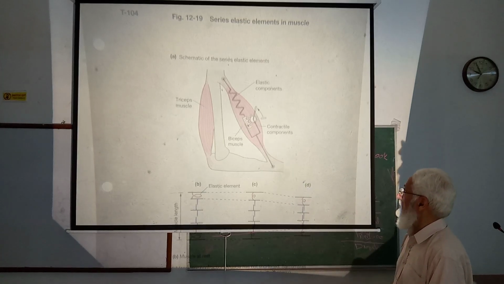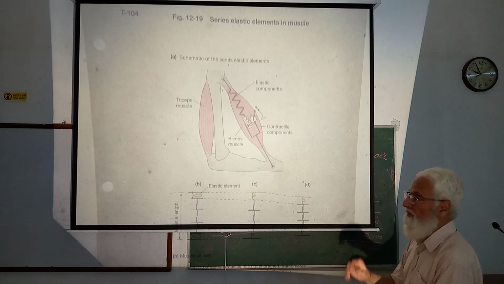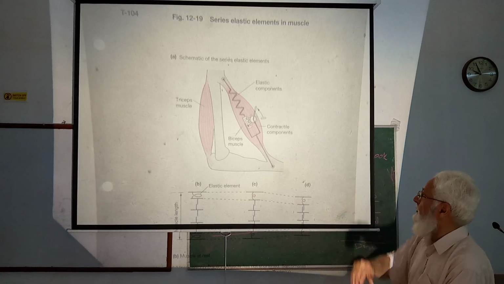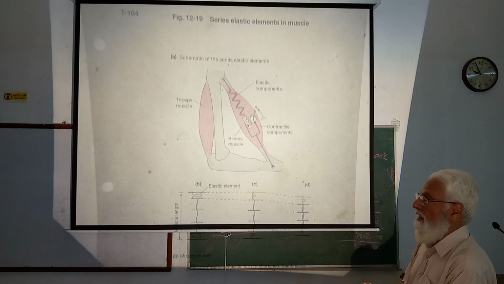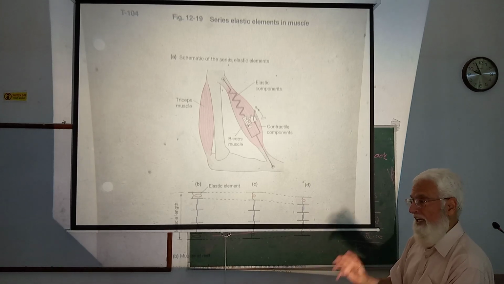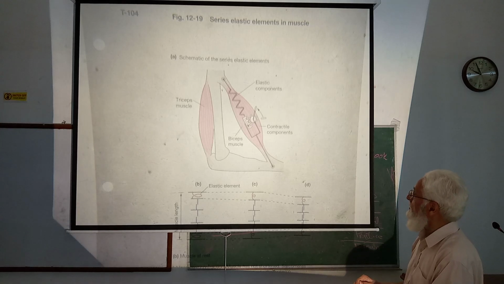So in the skeletal muscle, two components I mentioned: the contractile component consisting of the actin and myosin filaments, and the elastic component consisting of the tendons, sarcolemmal ends of the muscle fibers attached with the tendons, and then the arms of the cross bridges.